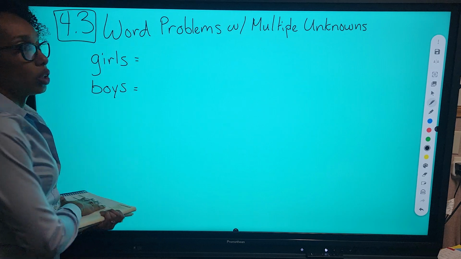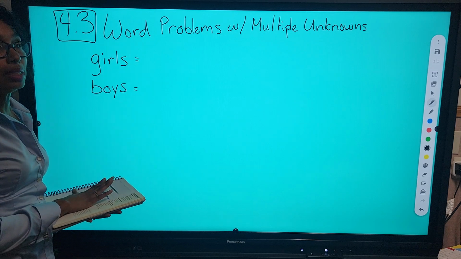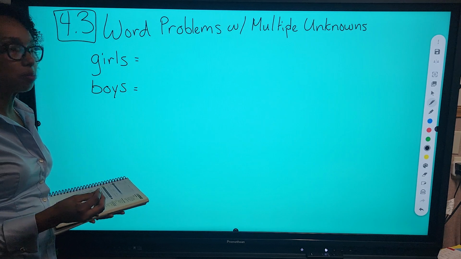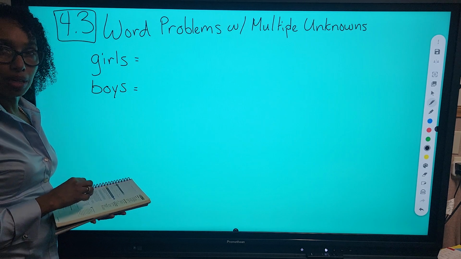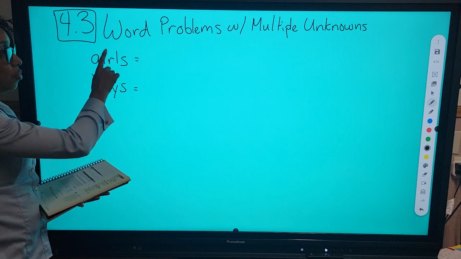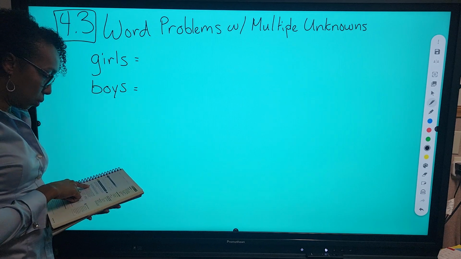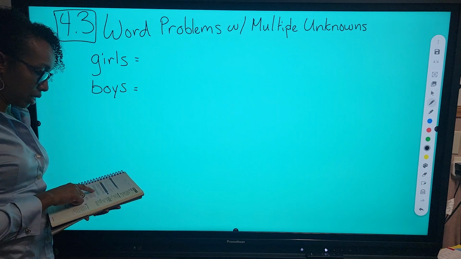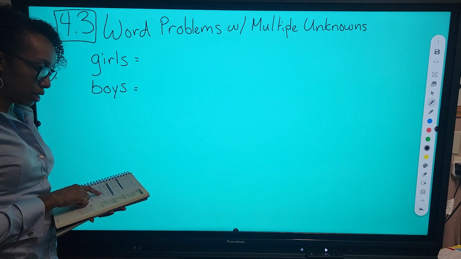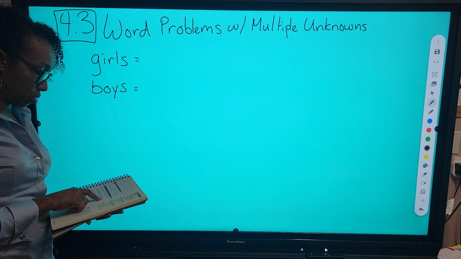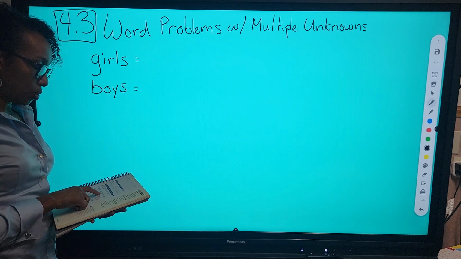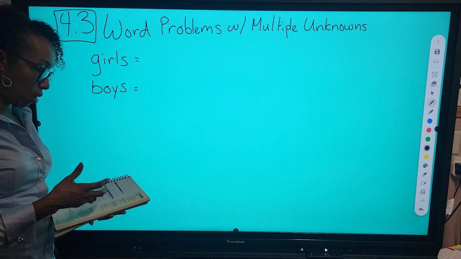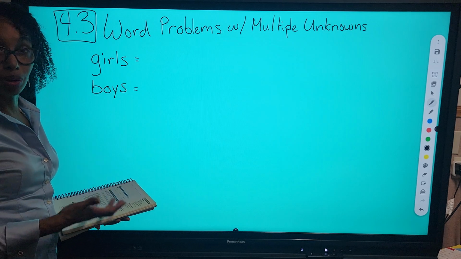Now, in our story question, there's usually some type of sentence that has the most information in it. So go back to that statement and that will help us figure out what to put next. On this one, the statement that had the most meat in it, so to speak, was the one that says, if there are 6 more boys than girls on the bus. That statement is telling us about the boys. There are 6 more boys than girls.